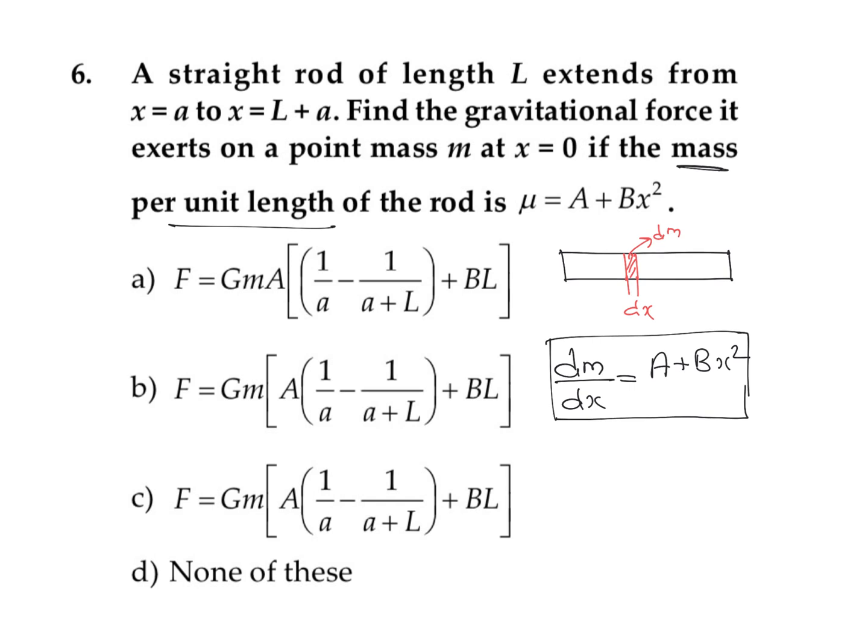We are going to use this information in the question, so just remember what we mean by mass per unit length. It is just mass divided by length. According to the question, we need to find the value of force between a point mass m and a rod whose mass per unit length is already given, and our aim is to find the force of interaction between them.